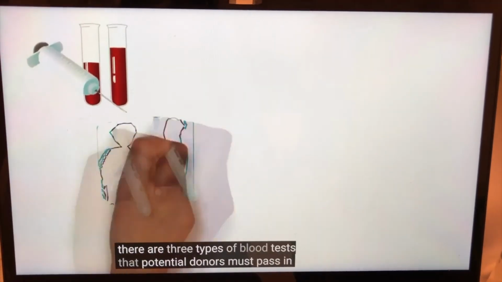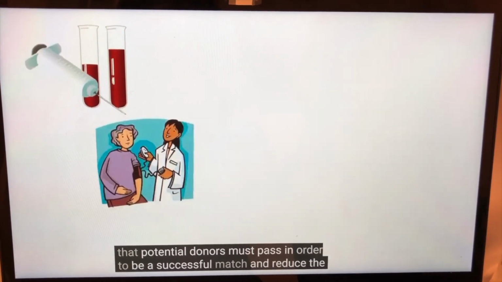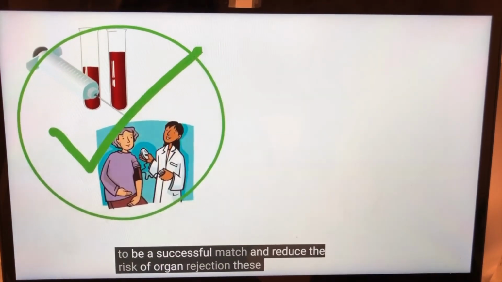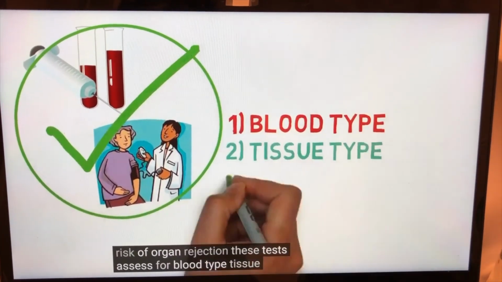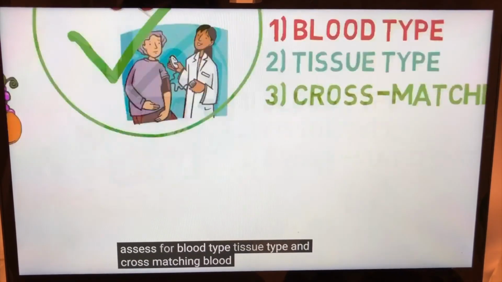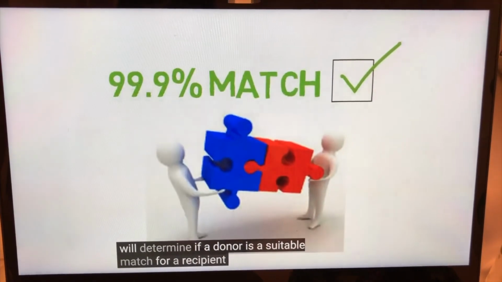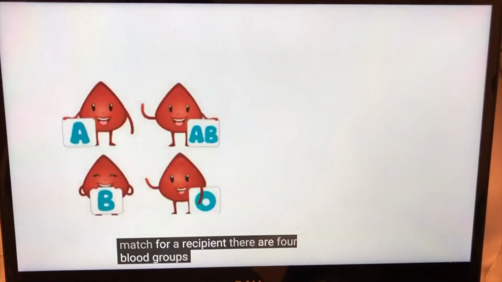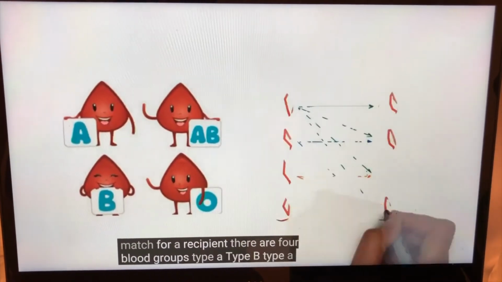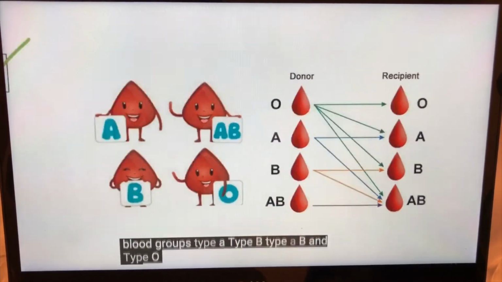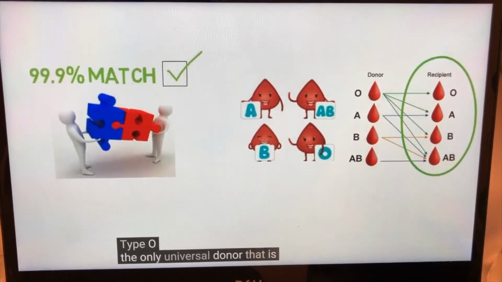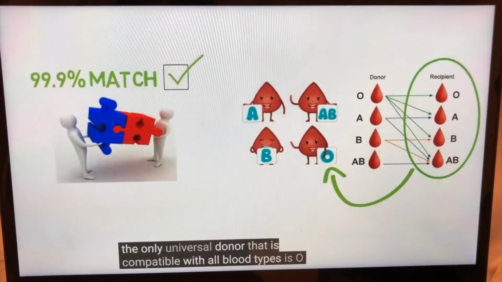There are 3 types of blood tests that potential donors must pass in order to be a successful match and reduce the risk of organ rejection. These tests assess for blood type, tissue type, and cross-matching. Blood type compatibility will determine if a donor is a suitable match for a recipient. There are 4 blood groups: type A, type B, type AB, and type O. The only universal donor that is compatible with all blood types is O.